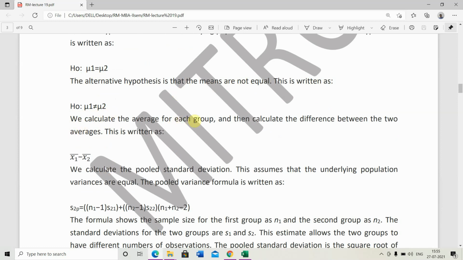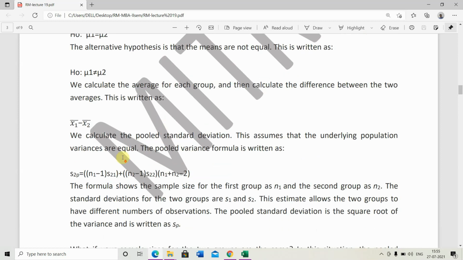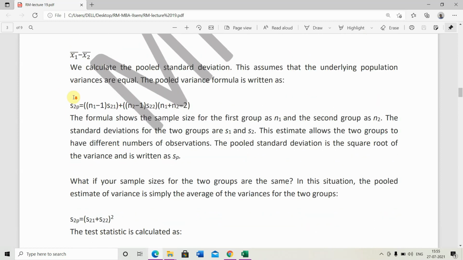We calculate the average for each group and then calculate the difference between the two averages. This is written x1 bar minus x2 bar. This gives us the difference of the means. We calculate the pooled standard deviation. This assumes that the underlying population variances are equal. The pooled variance formula is written as s²p equals (n1 minus 1) multiplied by s1² plus (n2 minus 1) into s2², divided by n1 plus n2 minus 2.